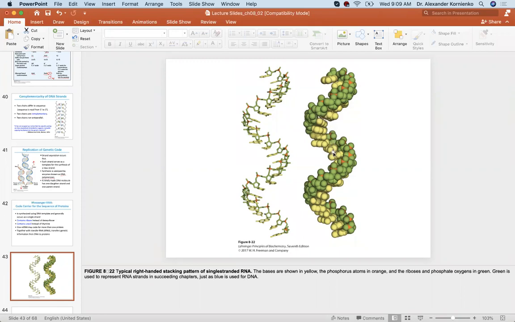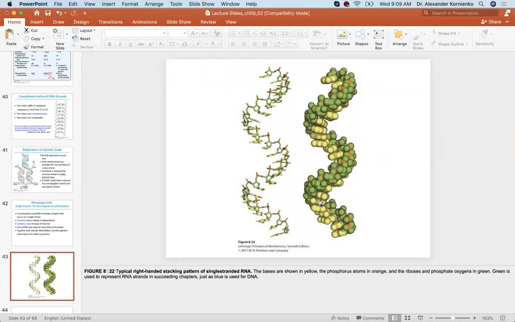So the bases here, you can see the bases are in yellow. You can see they stack upon each other, right? The bases stack upon each other. Phosphorus in orange. Now I'm sort of colorblind, so I don't really see the orange, but it has to be there somewhere. And the riboses are in green.